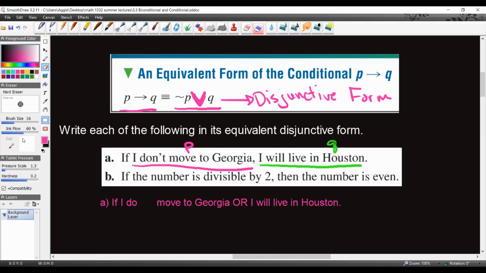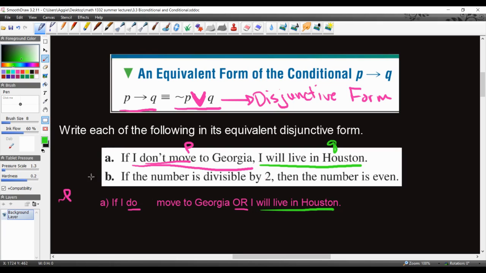Okay. So again, what I did here is I went ahead and changed this not if I don't move would be if I do move. Okay. So not P would be if you do move to Georgia. And then or, so there's my or, I will live in Houston. So I will live in Houston stays the same.